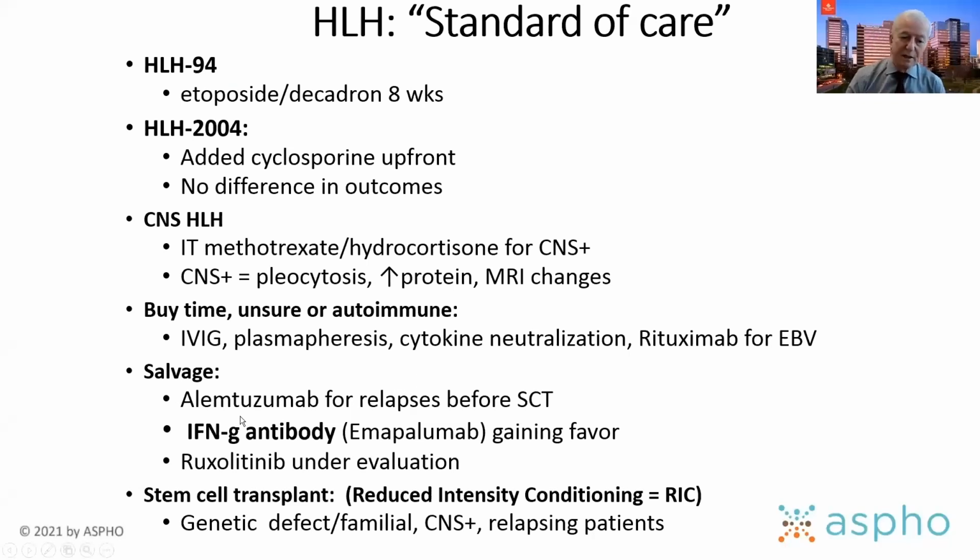Salvage therapy includes alemtuzumab, and it's often a conditioning regimen for stem cell transplant. Recently, the anti-interferon gamma antibody emapalumab has been used and is gaining favor, as well as ruxolitinib, which is currently under evaluation. Stem cell transplant is needed for a majority of these patients, and it's been found that reduced intensity conditioning provides a better outcome for those who require a transplant.